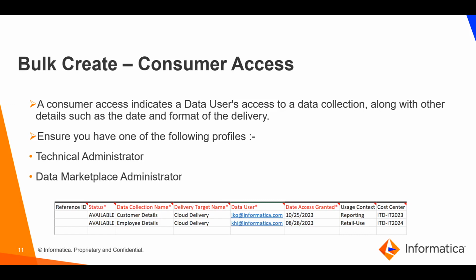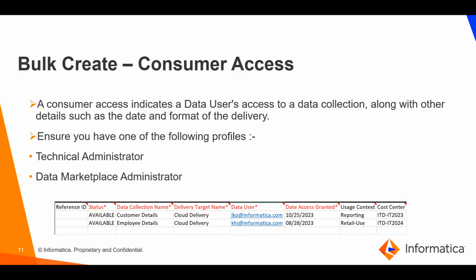Next, the data collection name. This is the name of the data collection for which the data owner granted the access to the data user. Enter the data collection name exactly as it appears in the CDMP UI. Next, the delivery target name. This is the name of the delivery template that was used to deliver the data collection. The delivery template was already created and assigned to the corresponding data collection. A delivery template typically contains the location, format, and the method of the data delivery. Enter the delivery template name exactly as it appears in the CDMP UI.